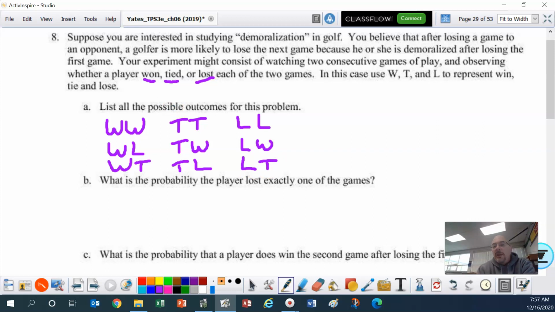Okay, now, how did you know there were 9 of them? Remember, there's the counting principle. Okay, so you're going to play 2 games. There's 3 possibilities for the first game. There's 3 possibilities for the second game. 3 times 3 is 9, so 9 outcomes. Don't forget how to use that counting rule.